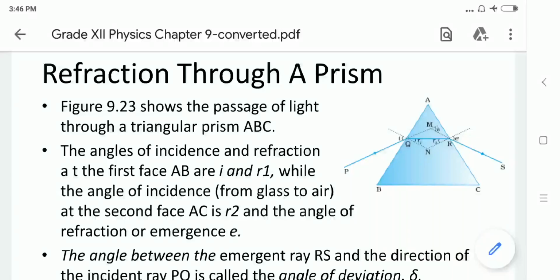Now the next topic is refraction through a prism. Here the prism is made of a glass material. Light passes through the air and falls onto the prism, as you can see in the diagram, onto the side AB. The incident angle is defined as I onto the plane AB.